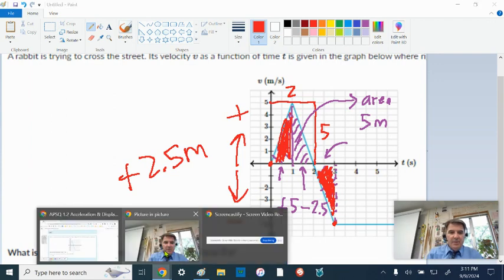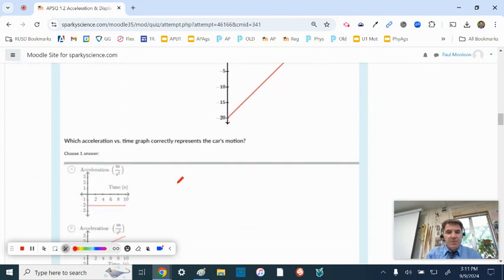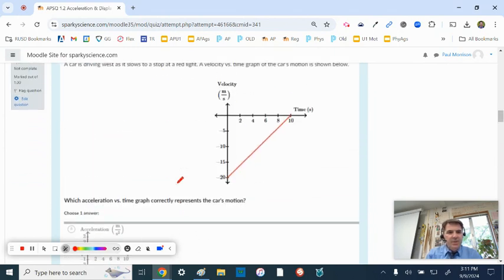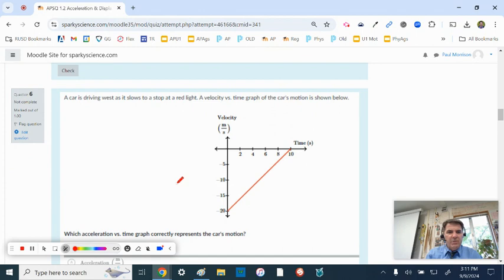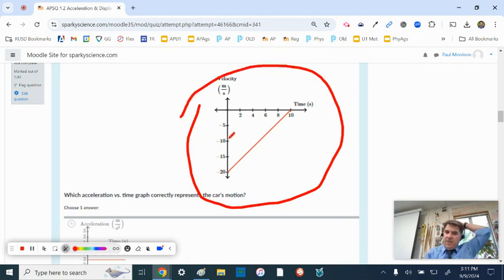Okay, a couple more here. I don't want to take too much time, but you can ask me questions specifically, and I can answer your questions. This will give a lot of people a lot of trouble, because everybody's looking at this and going, okay, I know that the slope of this is the acceleration, and the slope is a positive 20 over 10. So my slope is actually a positive 20 over 10, which gives me a positive 2, right?